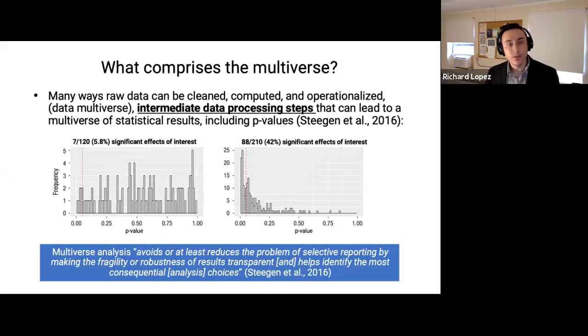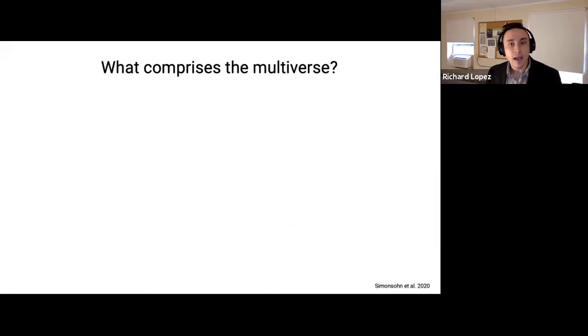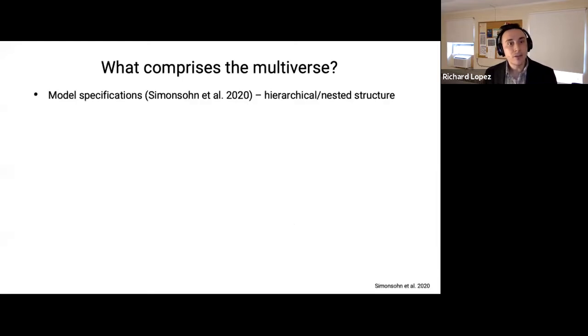So, in 2016, these issues were being brought to light, and Uri Simonsohn and others had a paper that just came out last year to kind of lay this out a little bit more systematically. And Simonsohn and colleagues say that it's really about the model specifications. It's a really helpful way to think about the multiverse of data and the analyses we do.